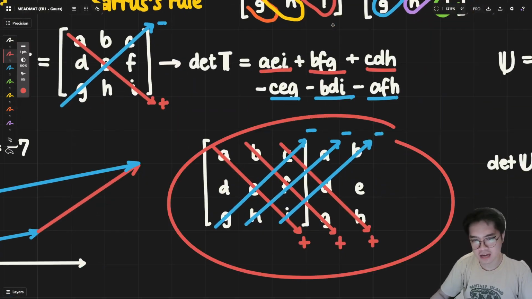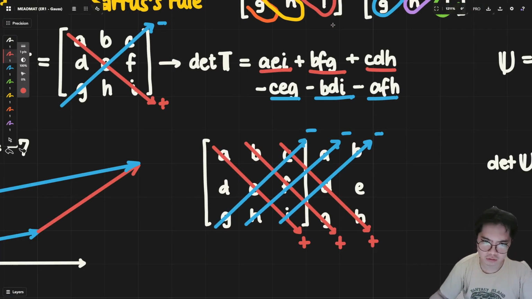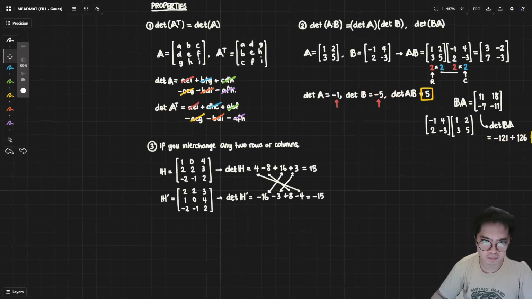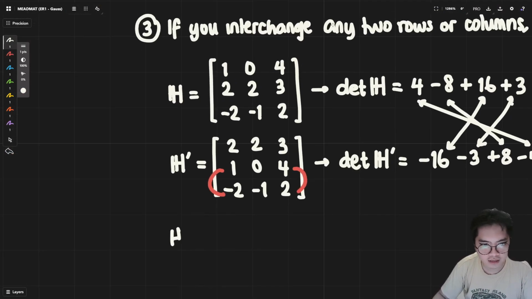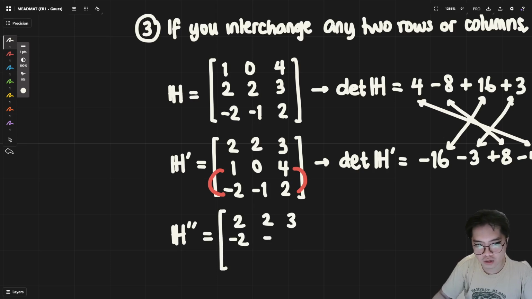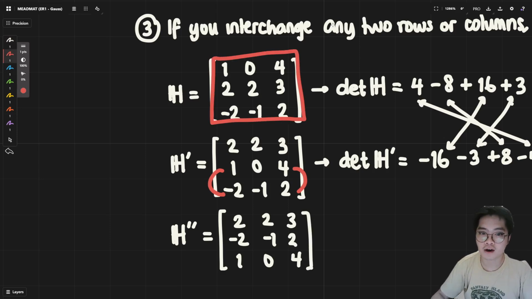Say for example in here in Sarrus's rule, we can just look ahead, look to the right and we can see copies of these values. What do we mean? In this case, look at this thing. If we interchange these two values now, say for example, we have H double prime. We have now done 2, 2, 3, negative 2, negative 1, 2, and 1, 0, 4. Notice if this is our box, now look at the box. This is the bottom of the box, and this is now the top of the box.